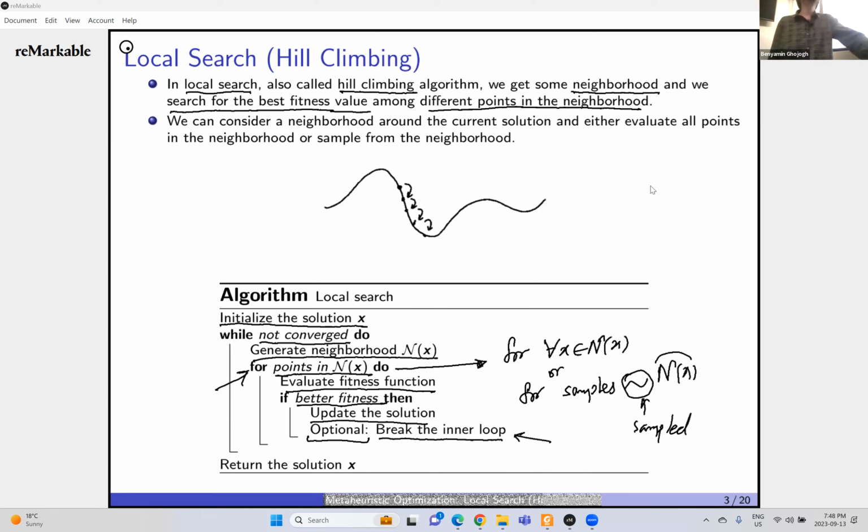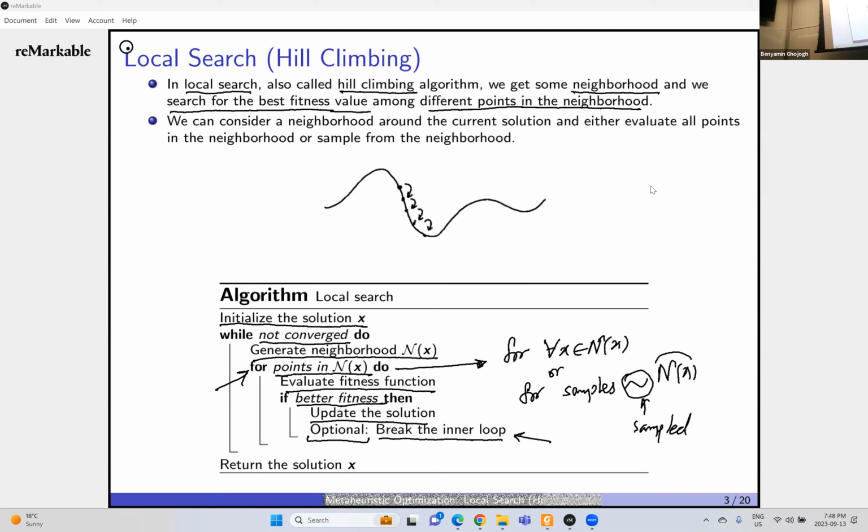If I don't break the loop, what happens? It means that here I'm searching several times, several things. And if I find a better solution, I don't jump. I still keep searching in the neighborhood. Maybe there is a better solution. When I'm done with my search in the neighborhood, then I jump to my best solution so far.